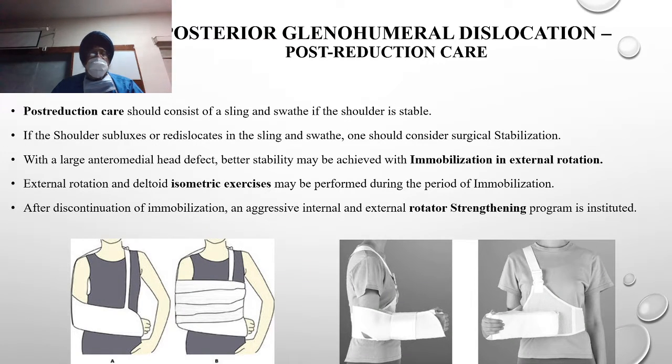Post-reduction care should consist of sling and swathe if the shoulder is stable. If the shoulder subluxes or redislocates in the sling and swathe, one should consider surgical stabilization. With a large anteromedial head defect, better stability may be achieved with immobilization in external rotation. External rotation and deltoid isometric exercises may be performed during the period of immobilization. After discontinuation of the immobilization, an aggressive internal and external rotator strengthening program is instituted.